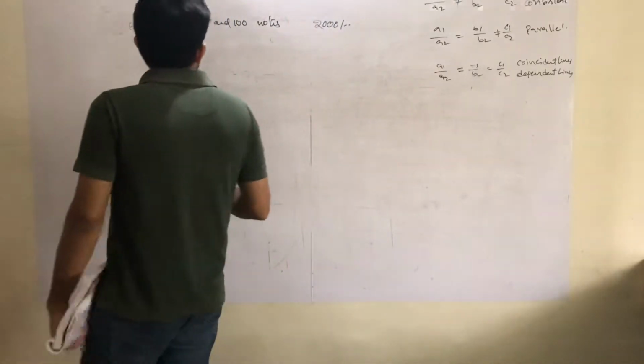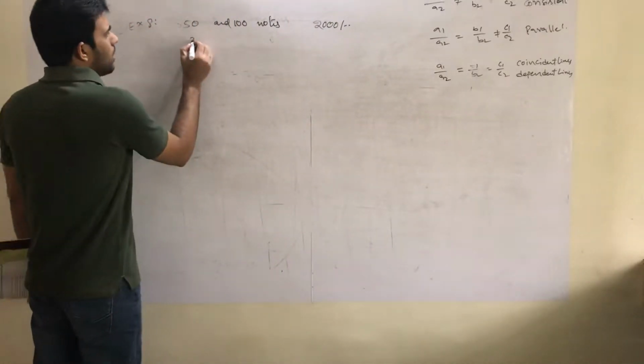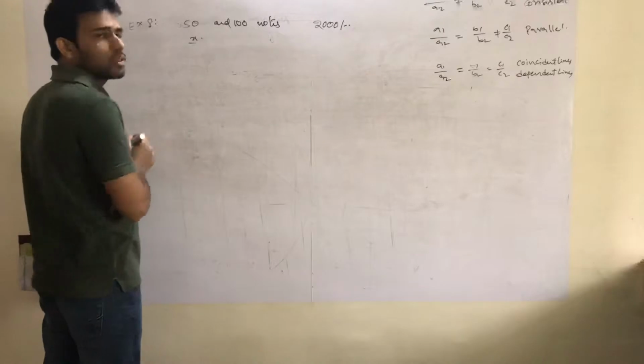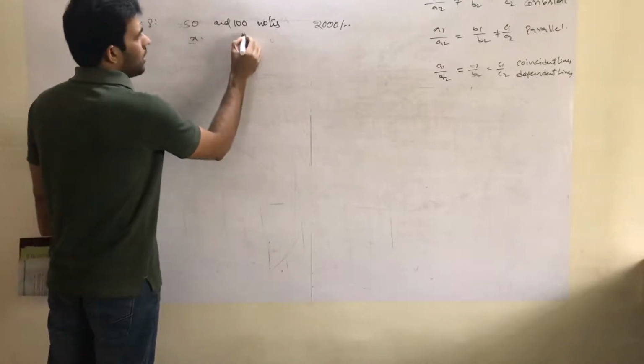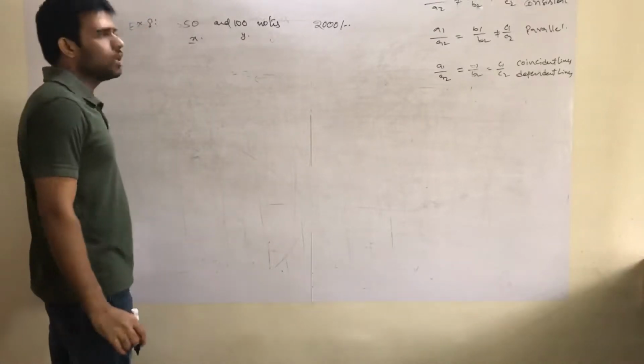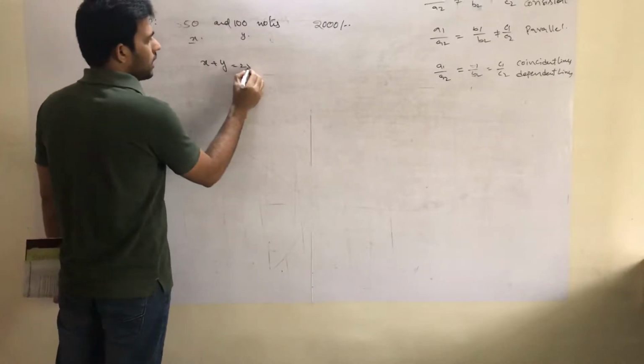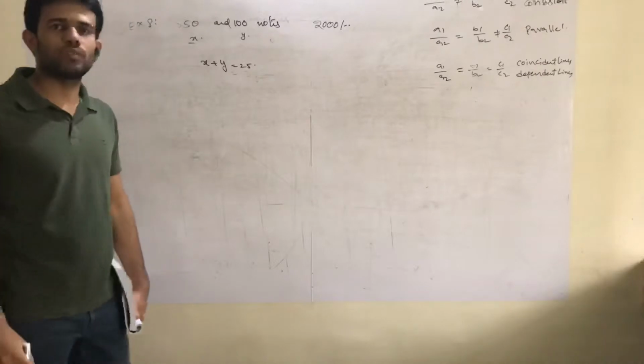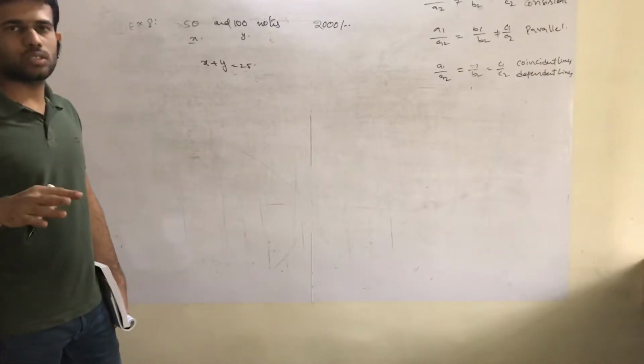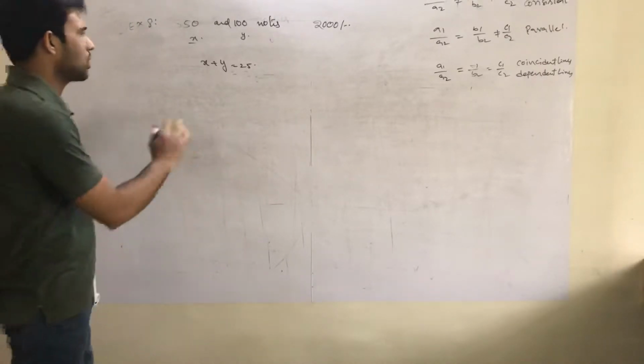So let's say 50 notes are X and 100 notes are Y. The total number of notes she has got is 25. Can I write it like this? X plus Y equal to 25. The number of 50 notes and the number of 100 notes is 25.